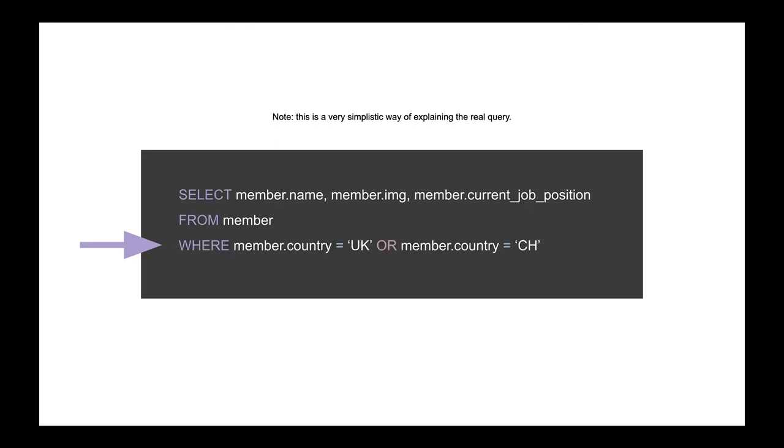Where is the query criteria? Our criteria in this case is only location, so we are requesting the database give me the name, image, and current job position from all members that are based either in UK or Switzerland.